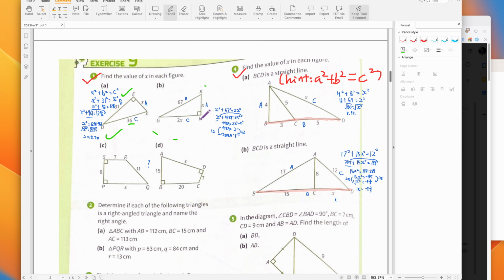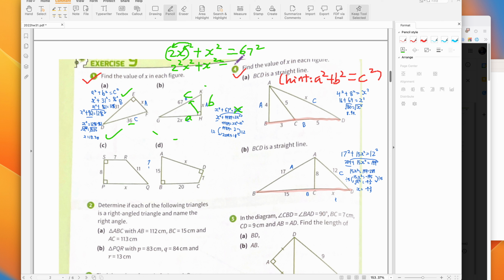Opposite the right angle. So this is the right angle, so this is C. Then the rest is A and B. Okay. So in a way, this question is 2x bracket square. Without a bracket, wrong. Then plus x square equals to 67 square. So you open a bracket. So the square goes in, so it's 2 square x square plus x square equals to 67 square.